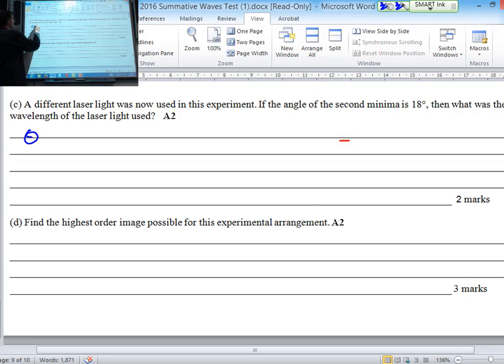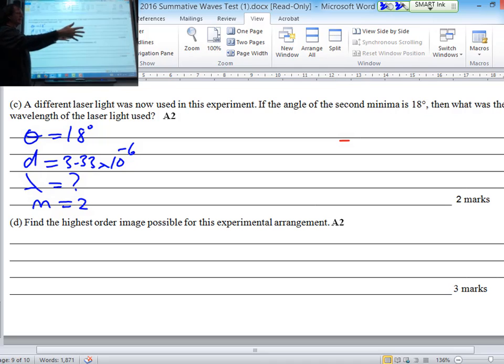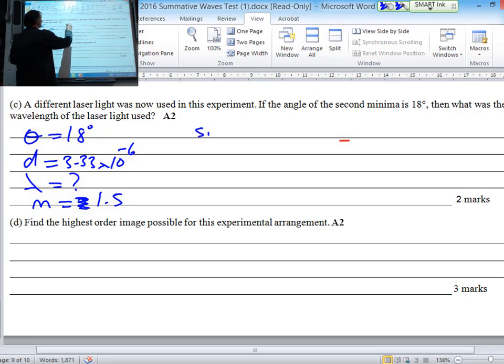The angle to the second minima is 18 degrees. We're still using that d is 3.33 slide diffraction grating. That hasn't changed. And they want you to find the wavelength of the laser light with this new beam here. Now the m value, if it was the second order maximum, we just would have done m equals 2. But the middle of that big long black band in between the maxima, which is an unusual thing to do, would be half a wavelength for the first one, and 1.5 for the second one. So we're going to be using m equals 1.5 here, which is a very strange thing to do in this question.